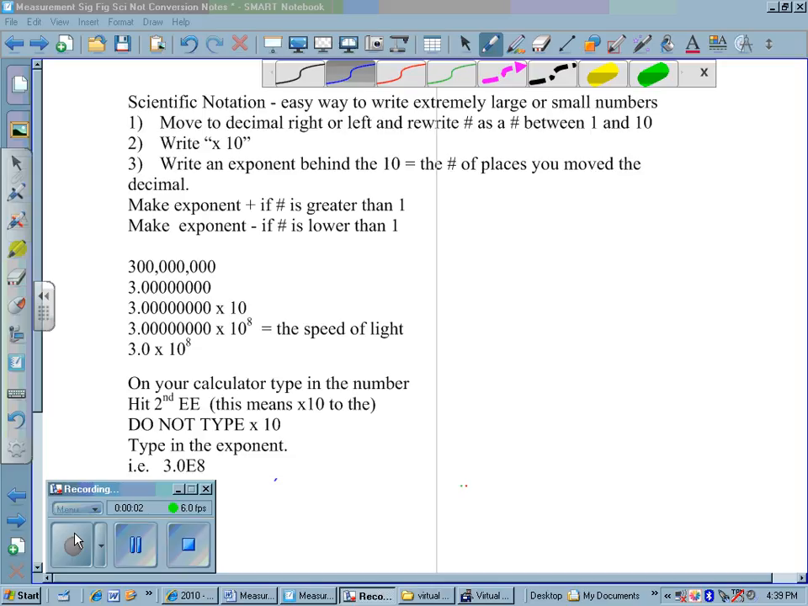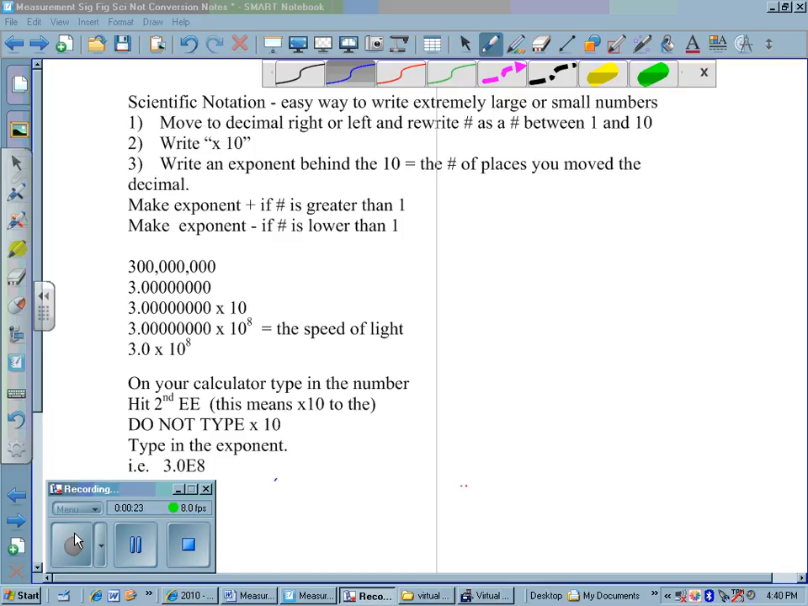This next lesson deals with scientific notation and corresponds with the worksheet that says significant figures, scientific notation, and metric conversion homework. And this deals with numbers 1, A through C, and 2, A and B. Scientific notation is basically a shorthand way of writing extremely big numbers or extremely small numbers.